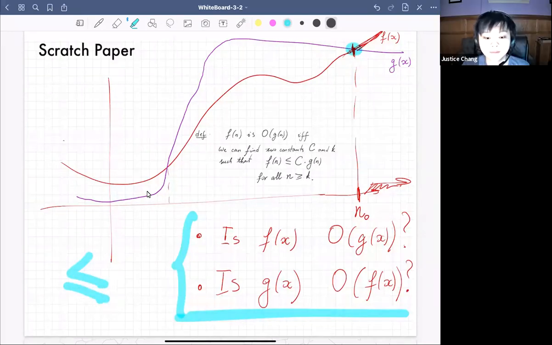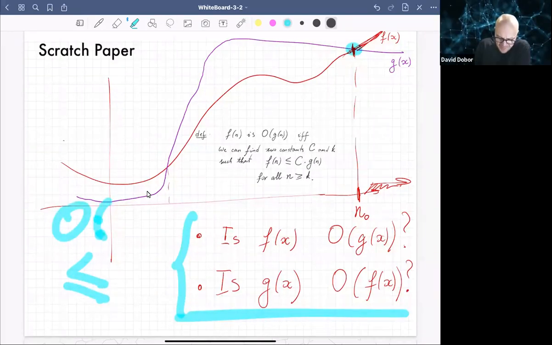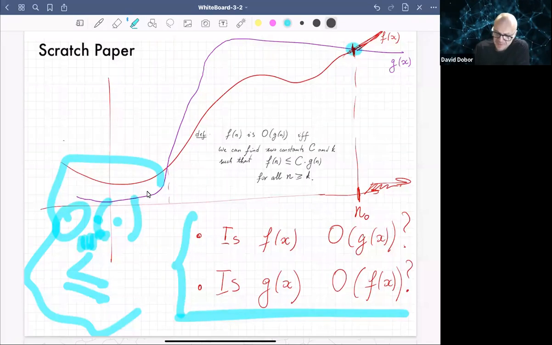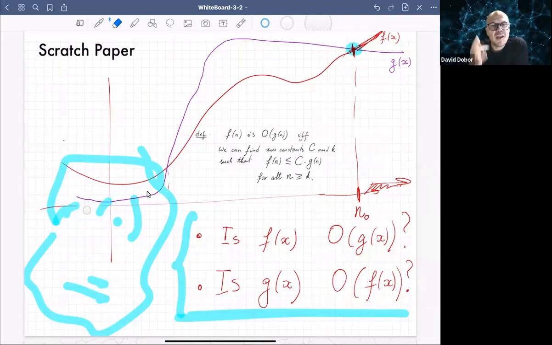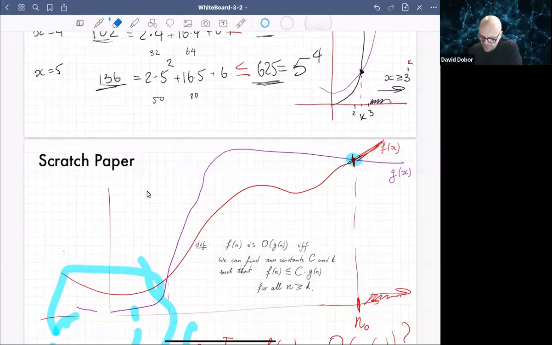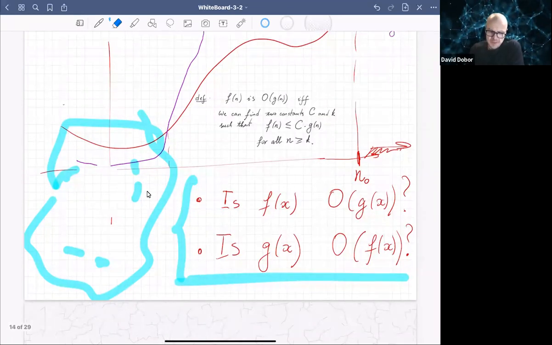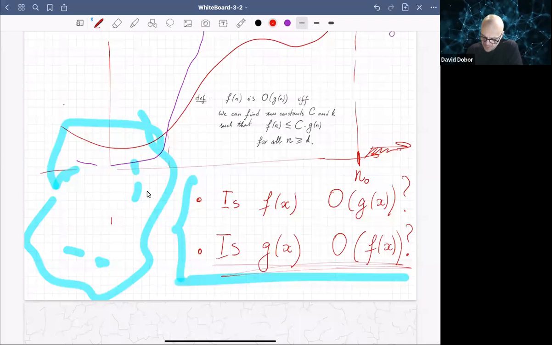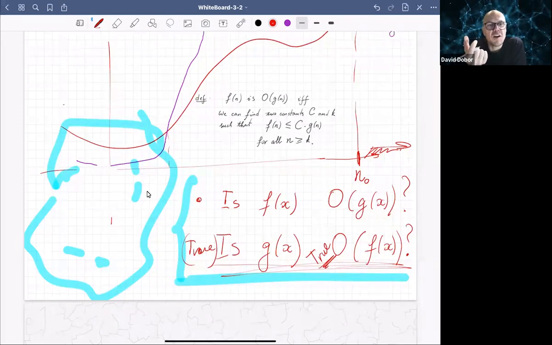So big O of something, think of it as that. So f of x is larger than g of x, so g of x stays below. So g of x is big O of f of x. So this one is true, and the second one is true. The first one is false, right? So please don't confuse this on the exams.